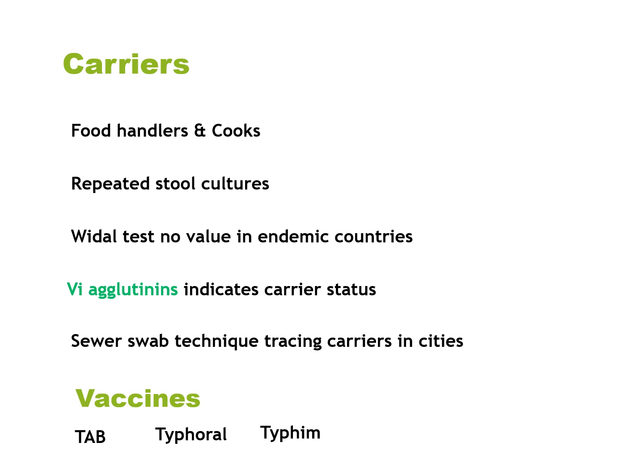Carriers include food handlers and cooks. Repeated stool cultures are done. The Widal test is of no value in endemic countries. Vi agglutinins indicate carrier status. The sewer swab technique for tracing carriers in cities has been used. And the vaccines include TAB, typhoid, and Typhim vaccines.